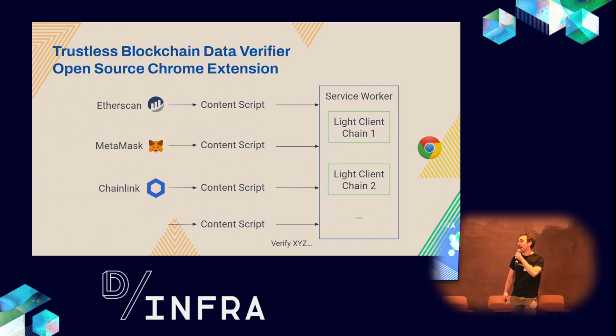So kind of the high-level architecture of the extension. We have the various web sources. We have content scripts injected into them. They extract the data which is relevant to be verified, such as the balances. It is sent as a request to the service worker, which is running light clients for each supported chain in the background, and they sync continuously, so you don't have to do anything. You can just verify.